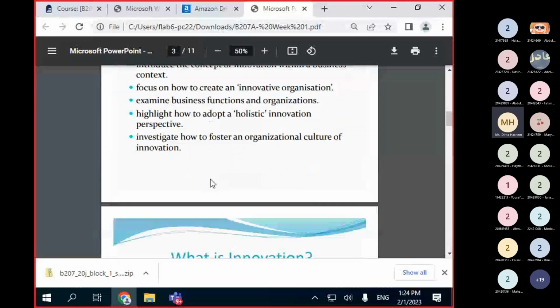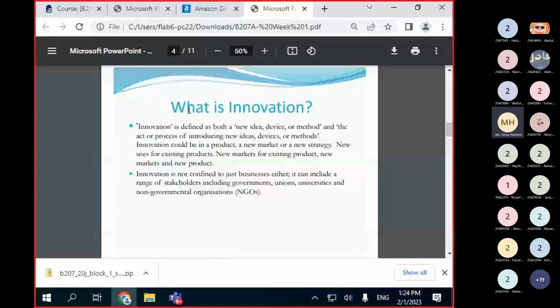So what is innovation? This is something we just discussed. We already talked about it. This is a nice definition. It's defined as both a new idea, device, or method, and the act or process of introducing new ideas, devices, or methods. Now, one of the learning outcomes of this course is for you to be able to differentiate between a product innovation and a process innovation. Okay? Both are innovations, but we want to see the difference.